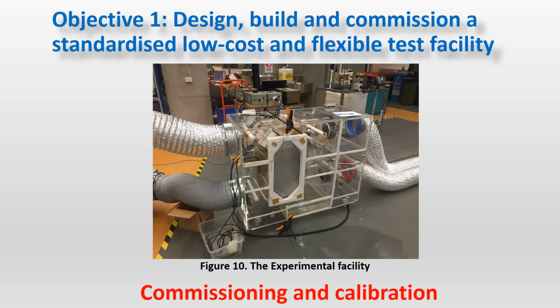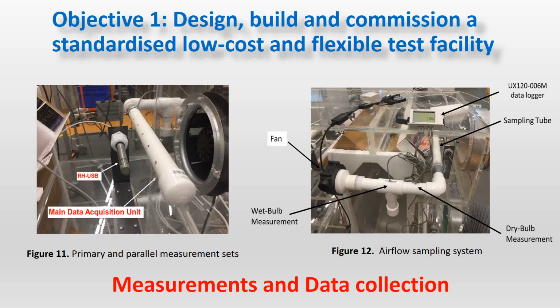Data loggers everywhere, sensors everywhere, and to have more accuracy, I use the primary and secondary measurement stations. Just to double check if the readings are going to be correct, I made my own air sampler. Again, to have the fan, multiple holes, take the samples of the air stream, mix it, dry bulb temperature and wet bulb temperature measurement, calibrated.